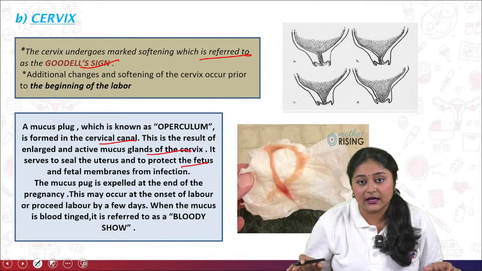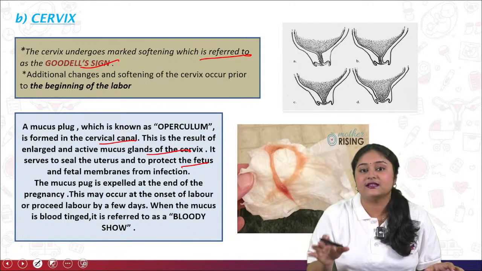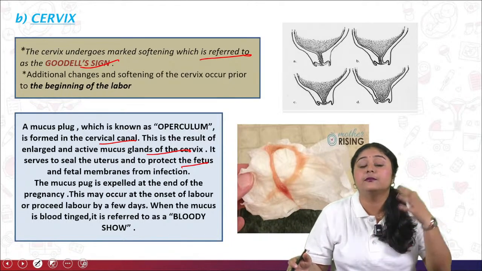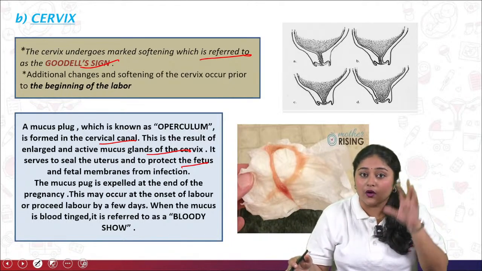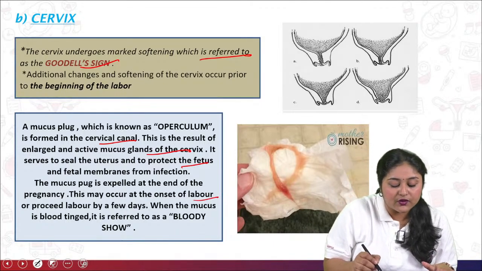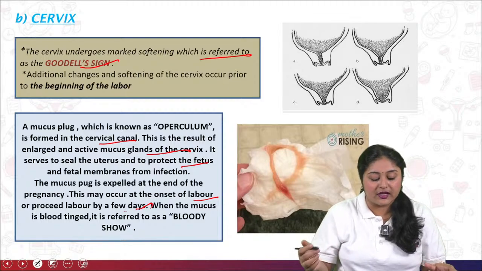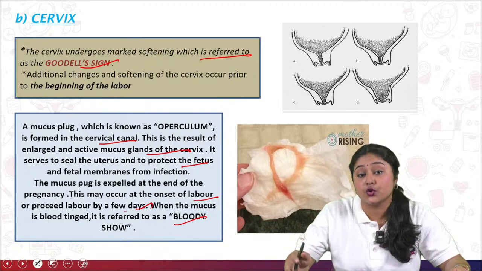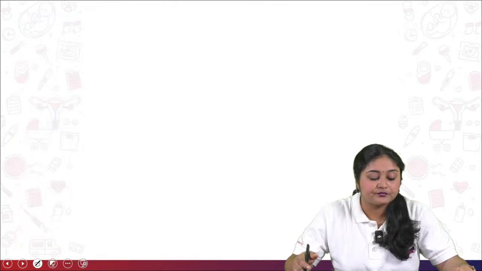For the primigravida, you can see expulsion of the mucus plug during labor, but for the multipara it happens at the onset of labor or prior to labor, and this may occur at the onset of labor and proceed for a few days. When the mucus is blood-tinged, that is known as a bloody show or the show presentation.